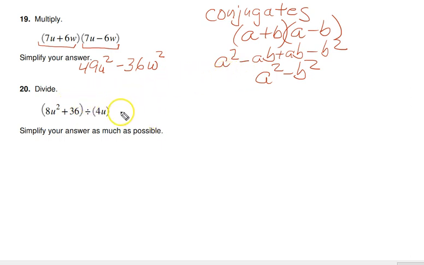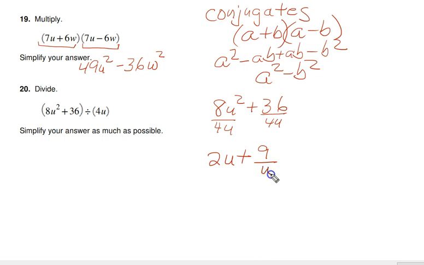All right, our last one is to divide this, and a way to set it up, since it's only a monomial, is 8u squared plus 36 divided by 4u. But the way we suggest is you put the 4u under each term. And now you can simplify this as 2u, and this, the 4 goes into the 36 9 times, but there's a u left in the denominator.